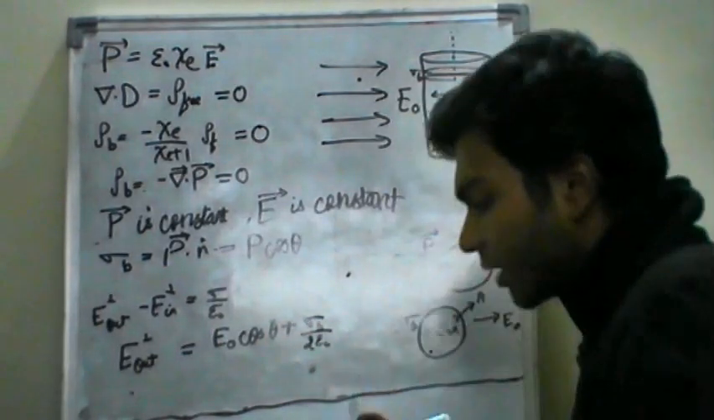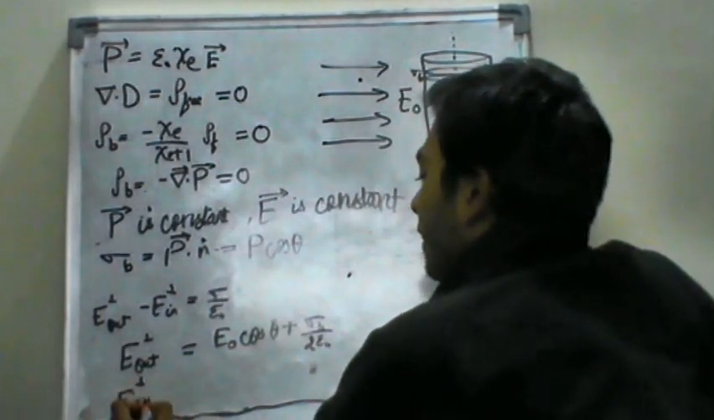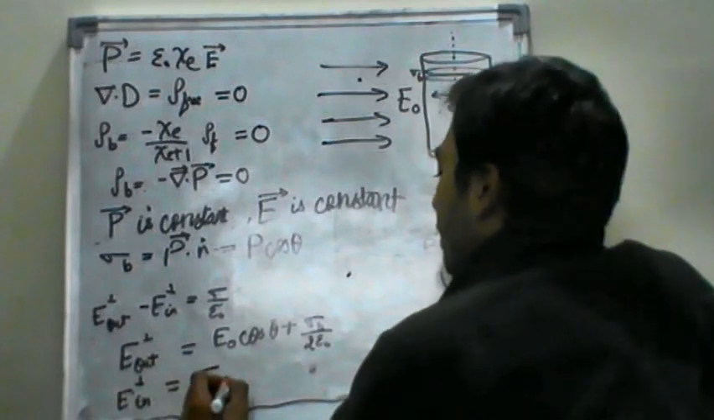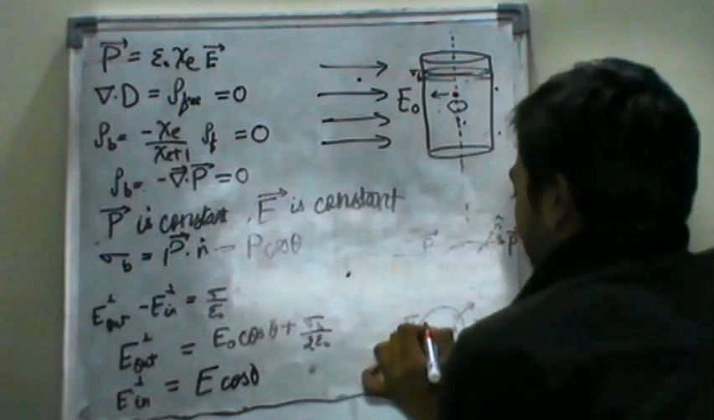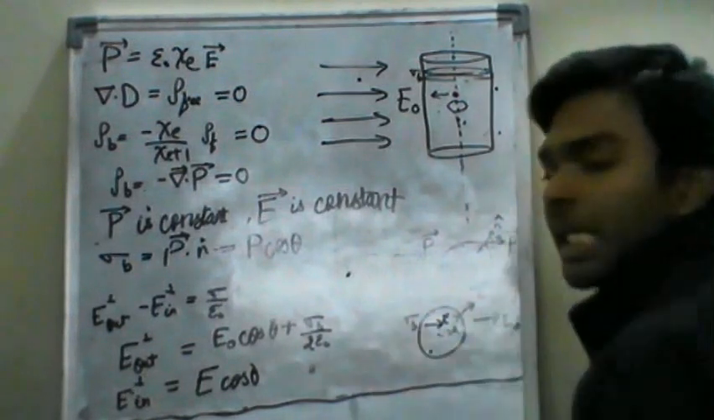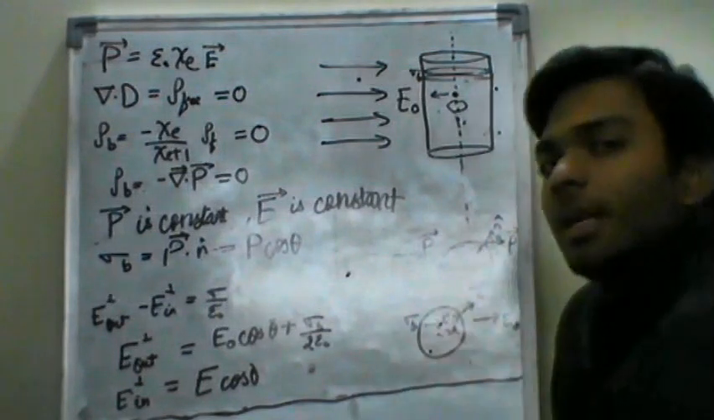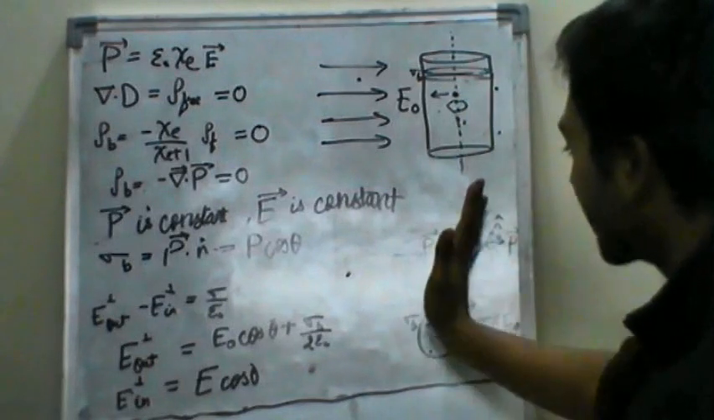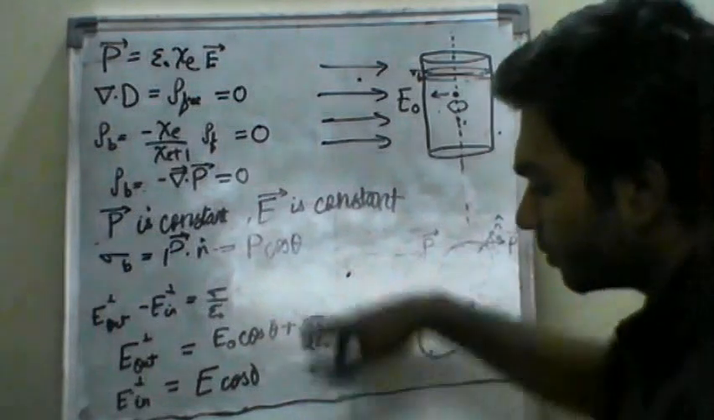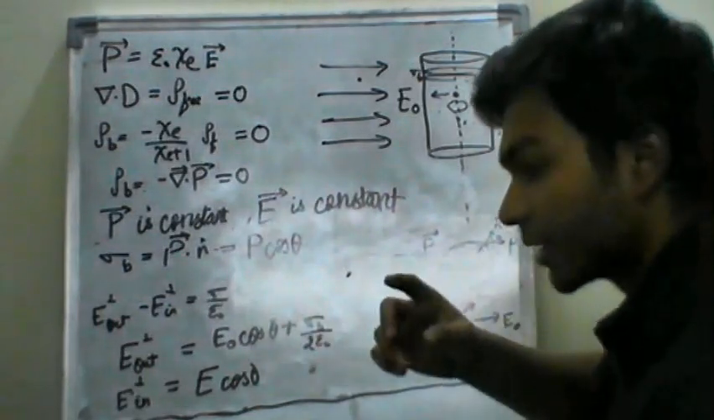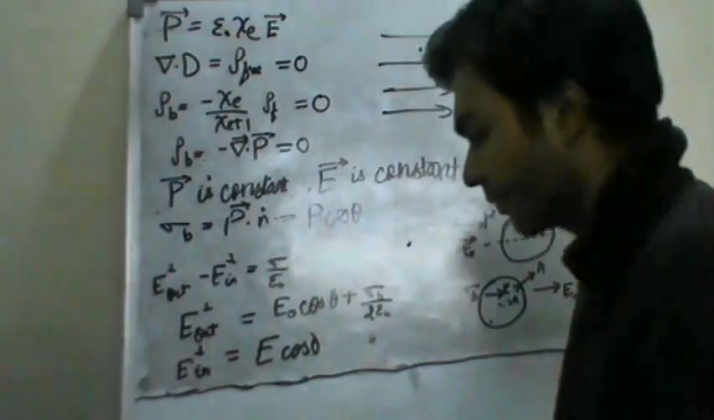And E perpendicular on the inside is equal to E cos theta, where I am saying that inside the net field is E along this direction, the same direction as E naught. I am assuming this is the net field. So projecting it along n cap, E cos theta comes. Now we put both of these into the equation. We have these two equations now.